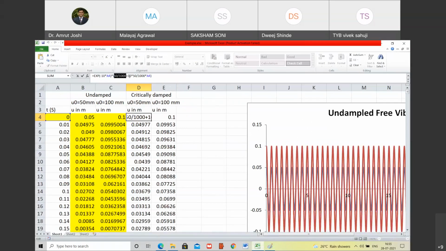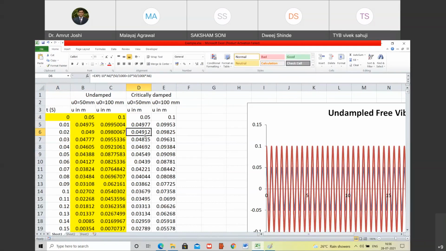So let us have a look at this. So 10 into U0, that is 50 by 1000, into A4. A4 is nothing but T. So therefore, in a way, I have calculated the value of solution at time T equal to 0 here. Similarly, at this point, I have calculated the value at time T equal to 0.01 second. Then at time T equal to 0.02 seconds, the value of U is this 0.4912.